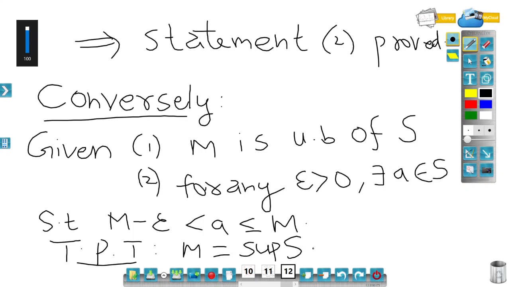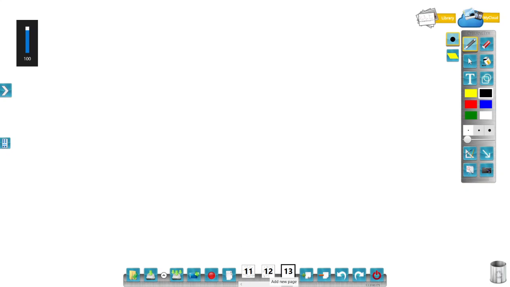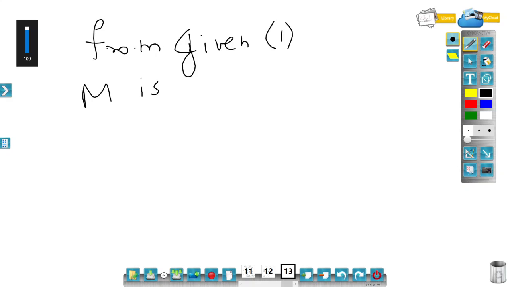When M is going to be the supremum, M should satisfy two conditions. Condition number 1, M should be an upper bound of S. And condition number 2, if K is any upper bound of S, then M should be less than or equal to K. You could see that condition number 1 is easily satisfied. I do not have to worry about condition number 1, because from given 1, M is an upper bound of S.